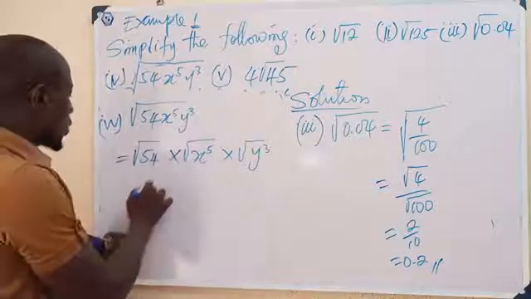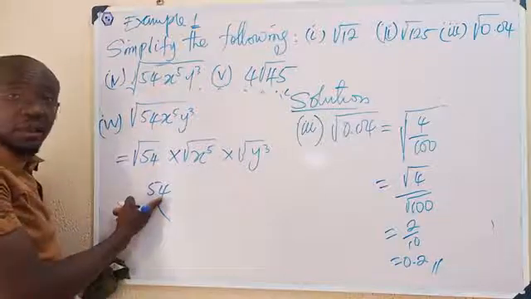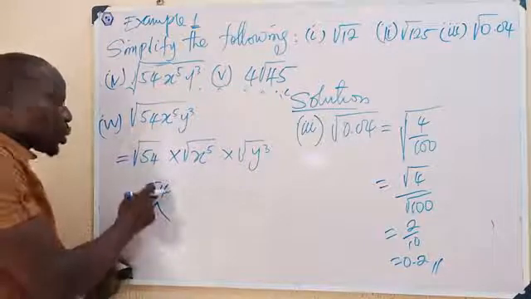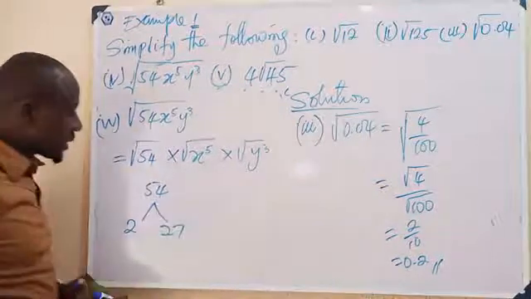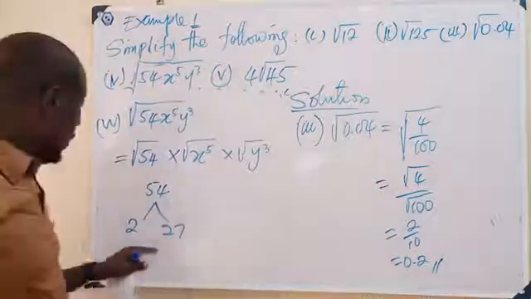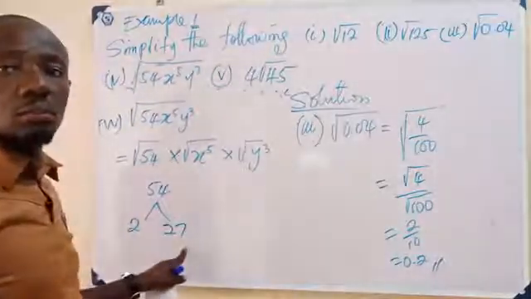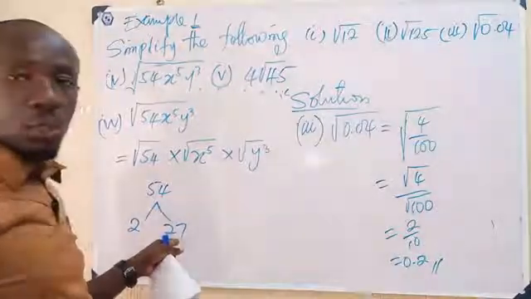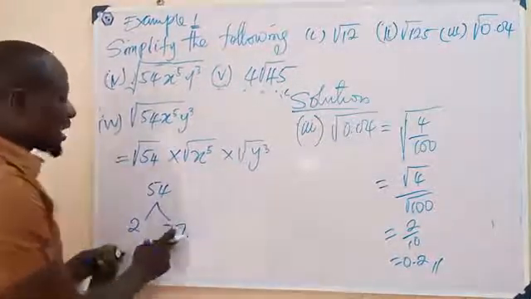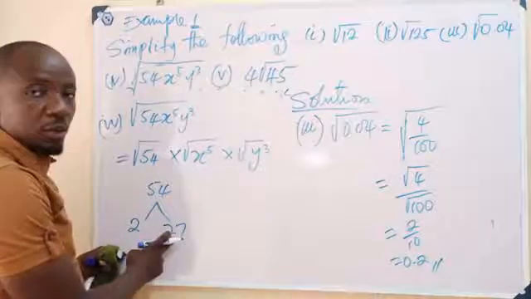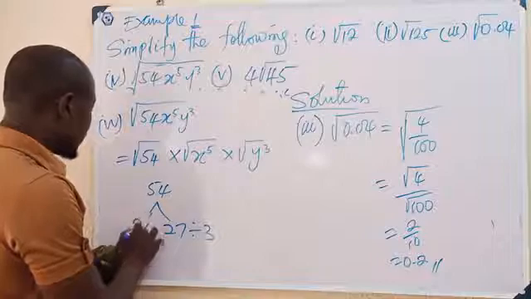So let's look at the factors of 54. The last digit here is divisible by 2. So you say 2. 2 divided into 54 will give you what? 27. Now you cannot work with 2 times 27 because 27 is not a perfect square. 2 is not a perfect square. So you are going to break this 27 down again. This 27 is divisible by 3. So you are going to divide this by 3 and multiply this by 3.